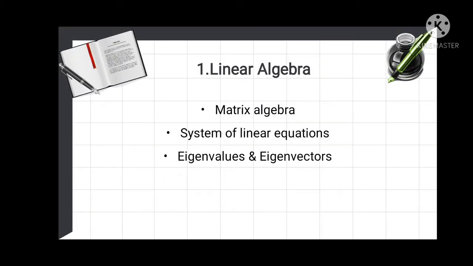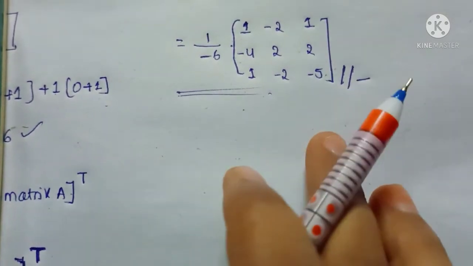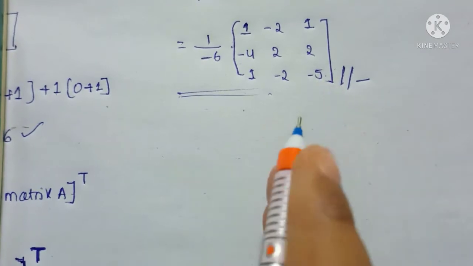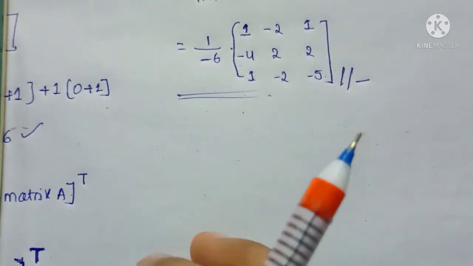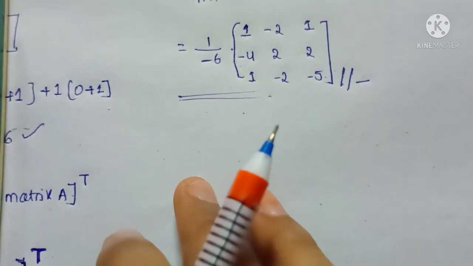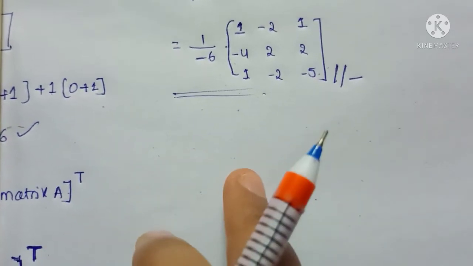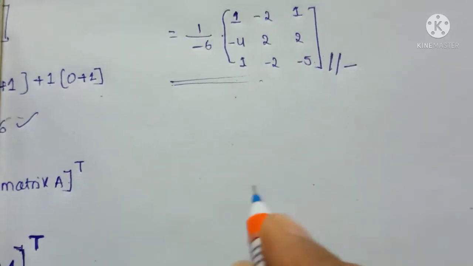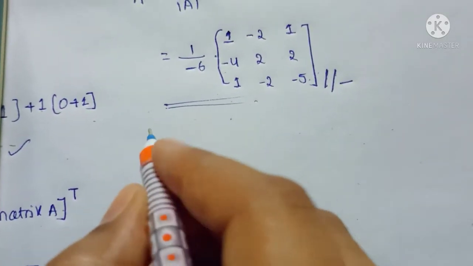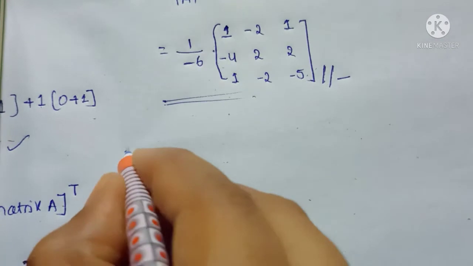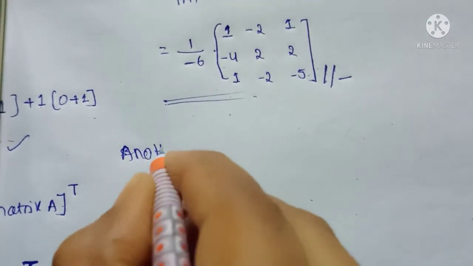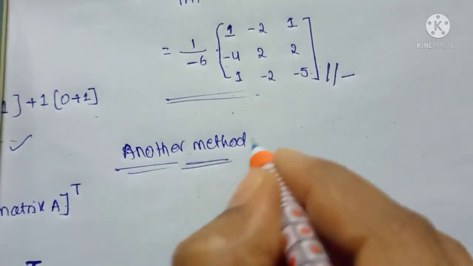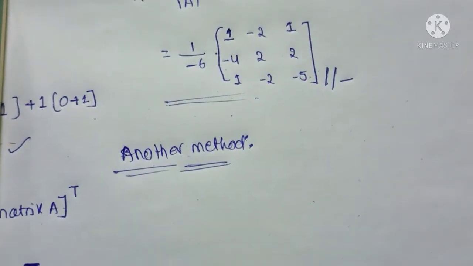This previous method will be helpful from the IP point of view, but for competitive exams, it is a very time-consuming process. So we will see the shortcut method for determining the inverse of a 3 by 3 matrix, or you can write it as the shortcut method for this only.